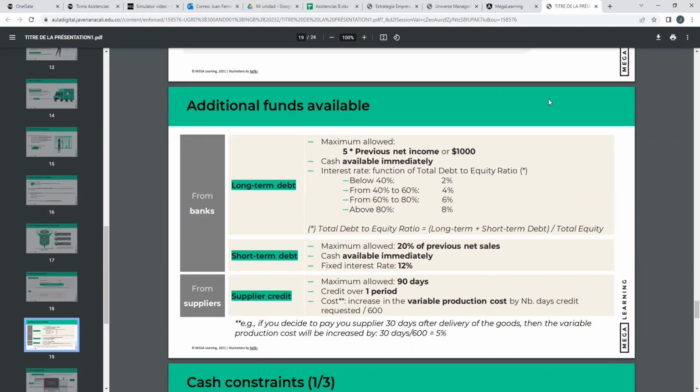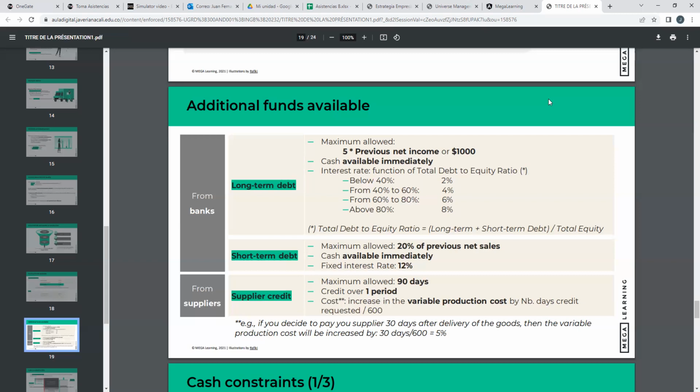One is the short-term debt. This is very expensive. When you go to the bank and you ask for a short-term debt, the bank knows that you are in trouble. And the bank is going to charge you a very high rate, 12%. That's because the bank feels that you are in a hurry and probably it is not so sure that you can pay back the loan, no?